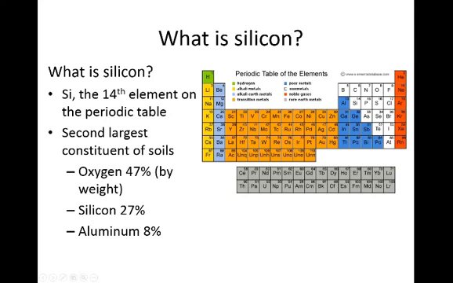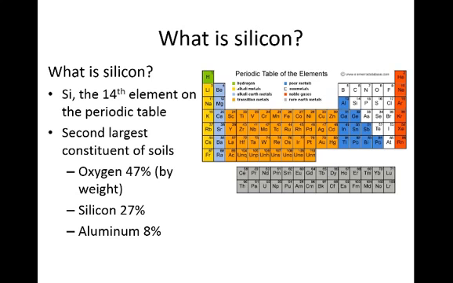So, to begin, what is silicon? Silicon is an element. It's actually the 14th element on the periodic table. And if you remember your chemistry, it's right below carbon on the periodic table. So it's a very flexible element in that it wants to form four bonds with other elements.